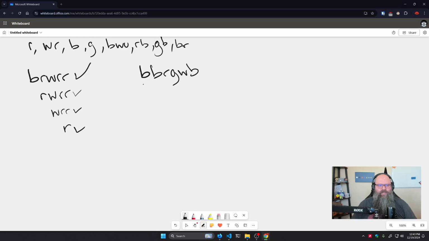I know I can trim off the B. So that's the first one I encounter. So I trim off the B, BRGWB. And I can trim off another B. So now I'm asking myself, does RGWB work? And let's see, I can pull off an R. So I pull off the R. So now I have GWB. G, I can pull off a G. So now I ask myself, does WB work?